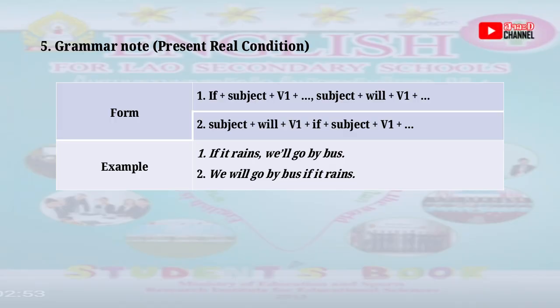Exercise 5. Grammar note. Present real condition. Form. 1. If plus subject plus verb 1, subject plus will plus verb 1. 2. Subject plus will plus verb 1 plus if plus subject plus verb 1. Example. 1. If it rains, we'll go by bus. 2. We will go by bus if it rains.